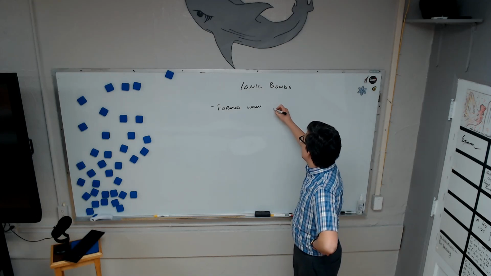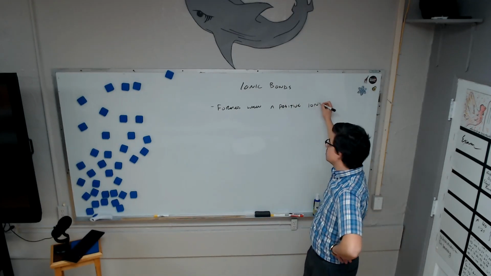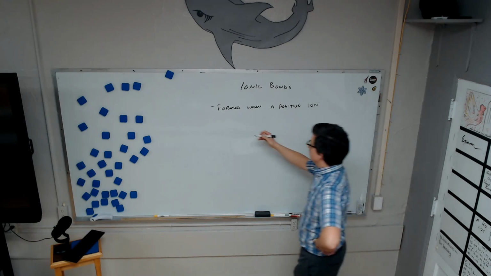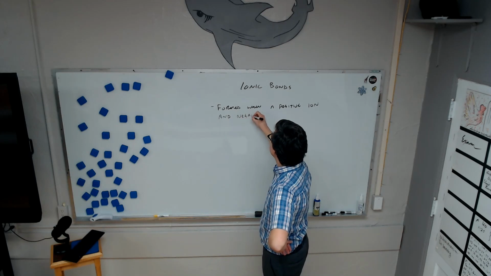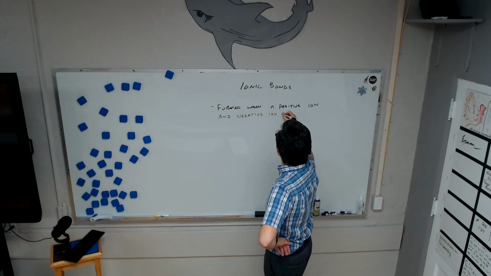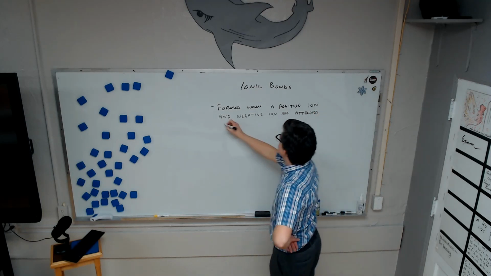Formed when a positive ion, we have a name for that. I'm going to put positive ion, but you should know that that's also called a cation. Formed when a positive ion and negative ion are attracted to each other. And what makes them attract? Well, they're opposites.